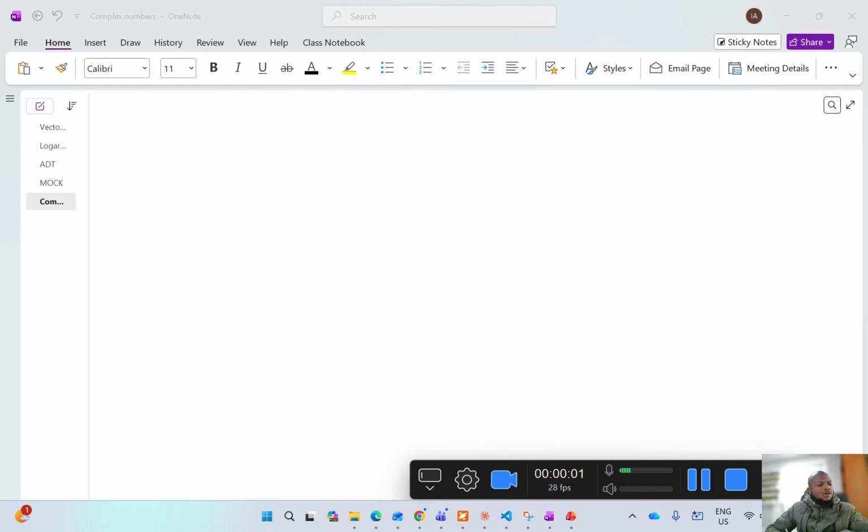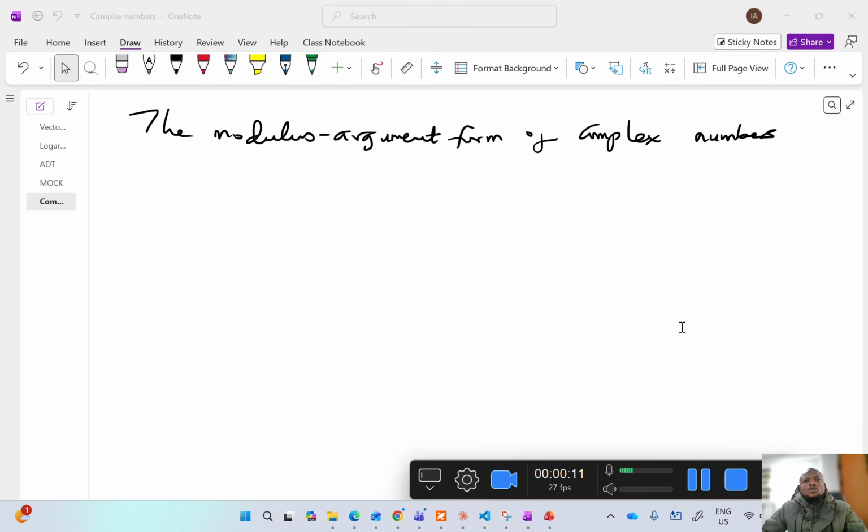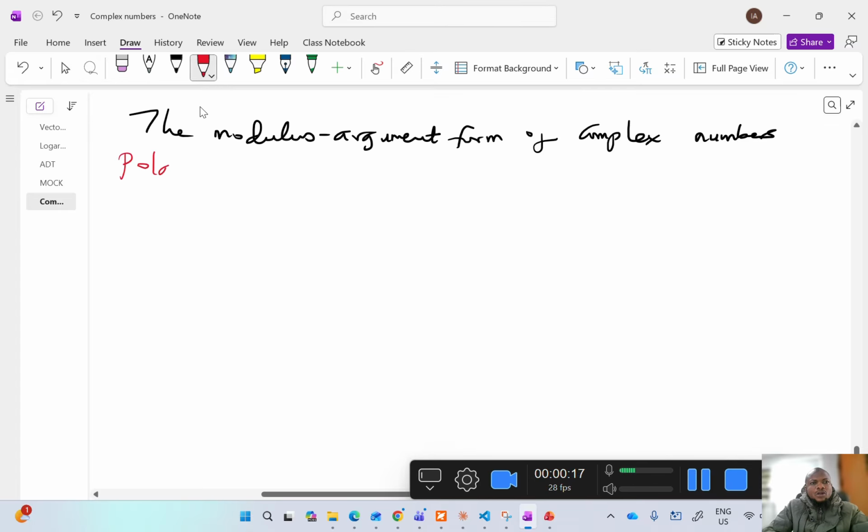Good everyone. Welcome again. Still on complex numbers. In this session, we will take a look at the modulus argument form of complex number, also known as the polar form. So how is this done?